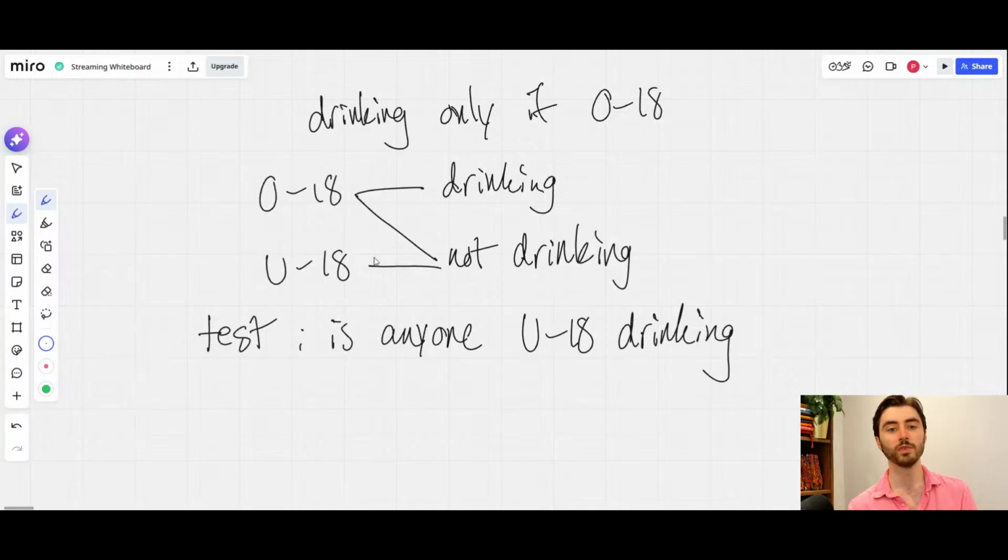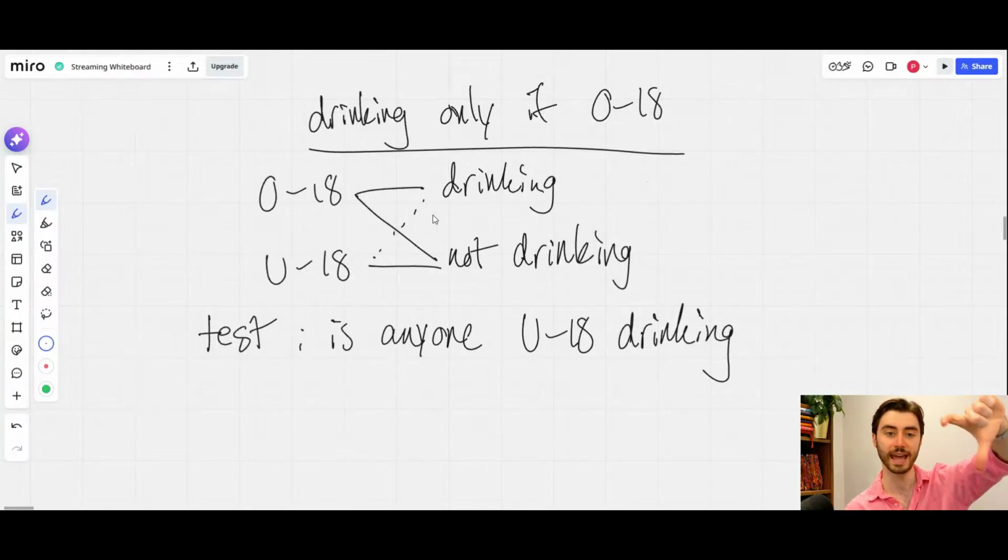And we can see what we're really testing for is, does this exist? Because for this statement to be correct, this cross line can't exist. So let me show you that.